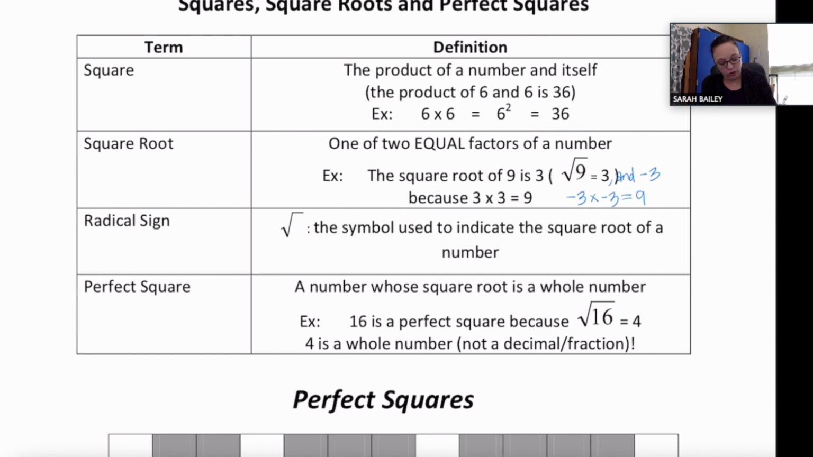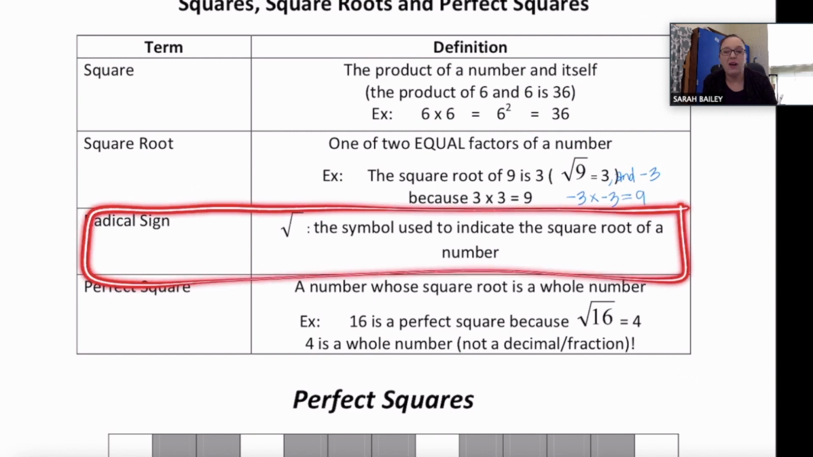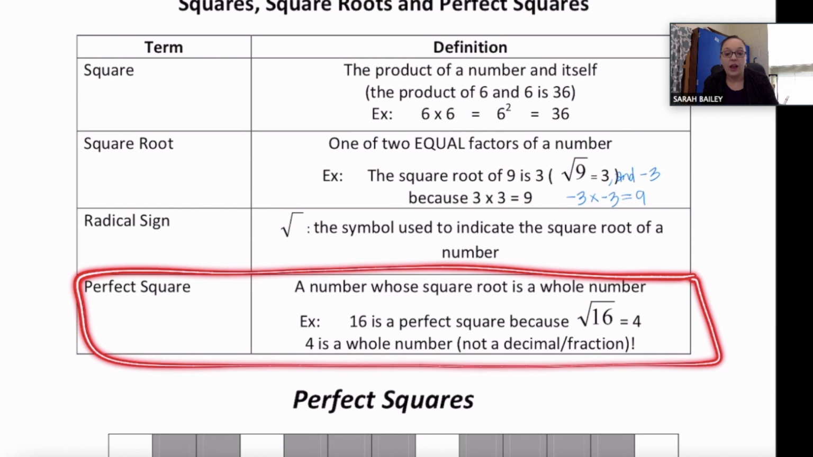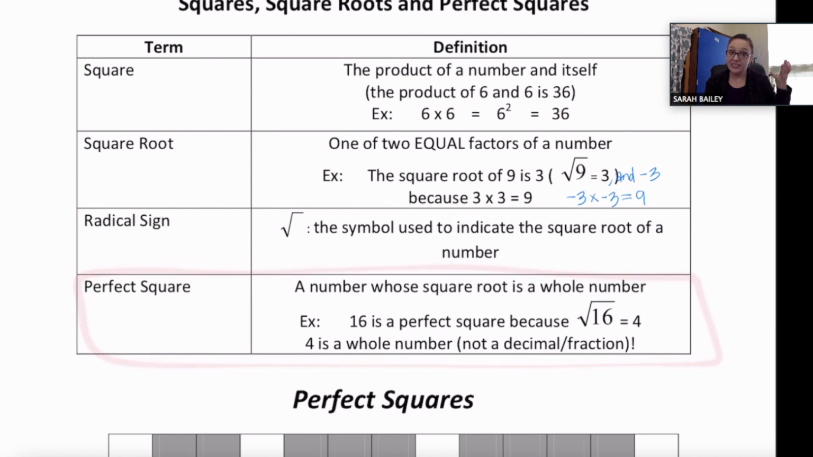The next part talks about the radical sign. You might have referred to that before as the square root symbol or the square root sign. Okay, and then there's something called a perfect square. A perfect square is a number whose square root is a whole number. So you can take the square root of any number at all, period. And you've probably seen that square root or radical sign on your calculator before. If not, pause the video right now and go look for it.